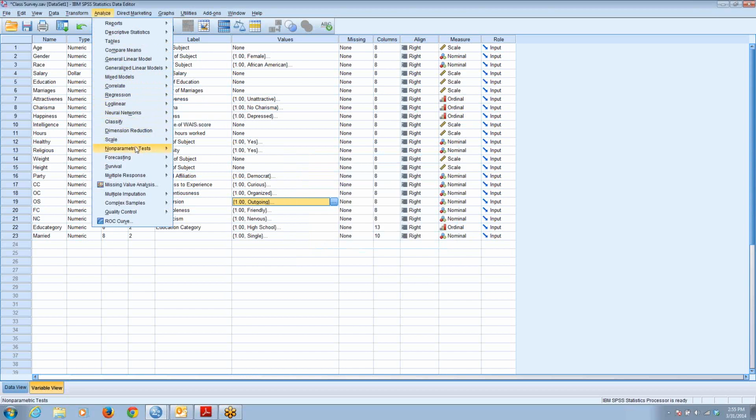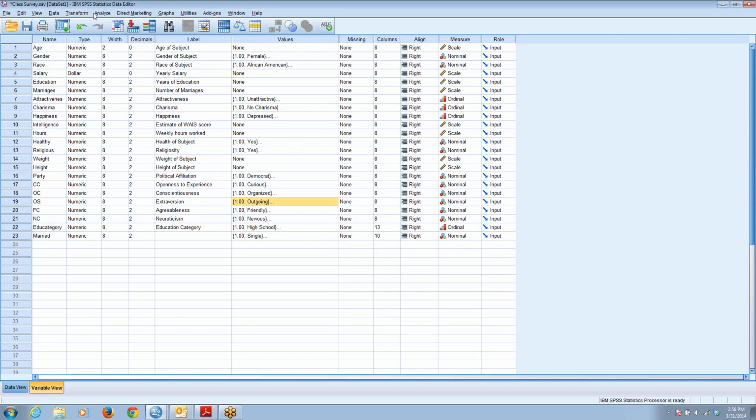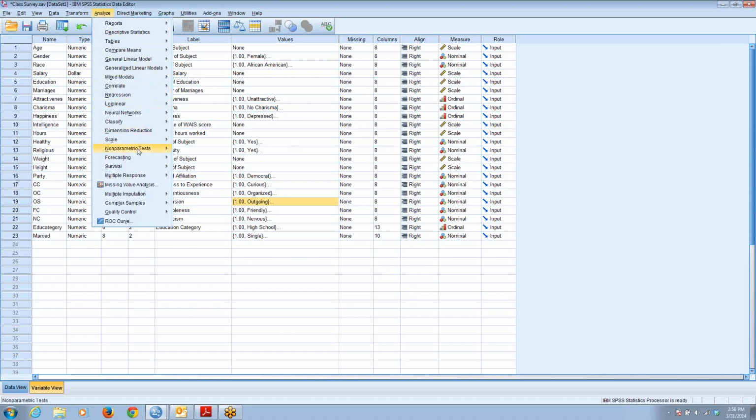So to do that, we go to non-parametric. We look at one sample. No, we wouldn't. Sorry, hold on a second. Analyze.